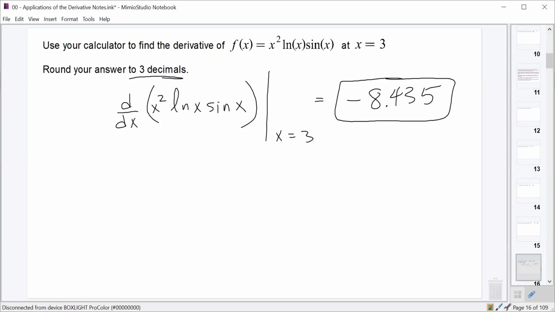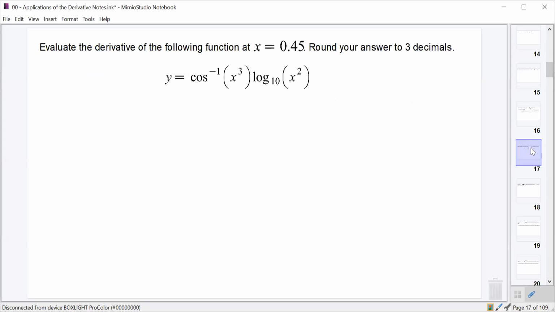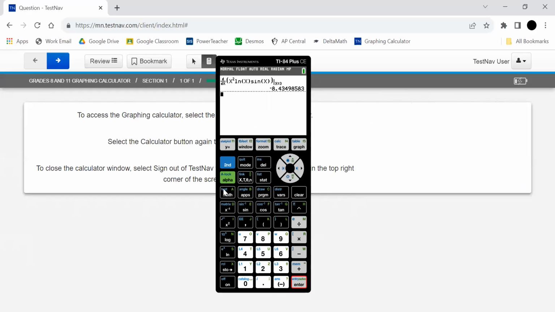We'll do another one really quickly just to make sure we got the hang of it. This one asks us to find the derivative of the inverse cosine of x cubed times log base 10 of x squared. So we'll pull up our calculator, and we are looking for, again, the math window, option number 8, nDeriv. We'll put an x down there.